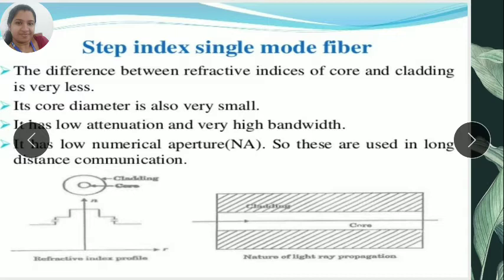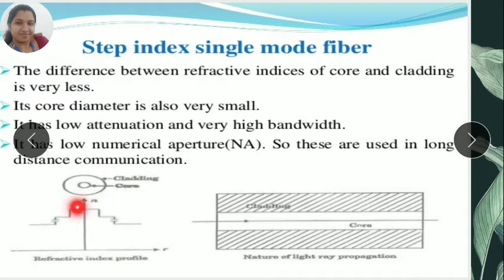This second straight line, second region, represents refractive index of cladding. Here also it is a straight line. So straight line means refractive index of cladding is also constant. Third one represents the refractive index of outer covering. So here it is also a constant. So this is the refractive index profile of single mode step index fibers.